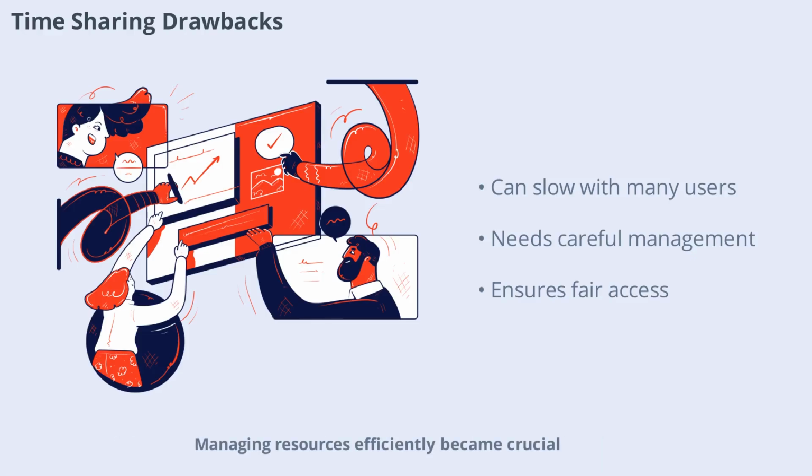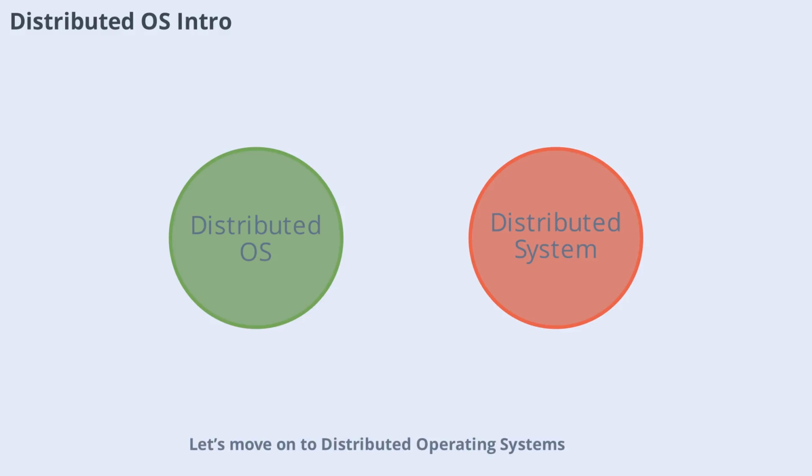Managing resources efficiently became crucial, and system administrators had to monitor usage to ensure fair access for everyone. Let's move on to distributed operating systems. These systems connect multiple computers through a network, making them work together as if they were a single system. Distributed OSs are designed to share resources, data, and tasks across different machines, improving efficiency and reliability.